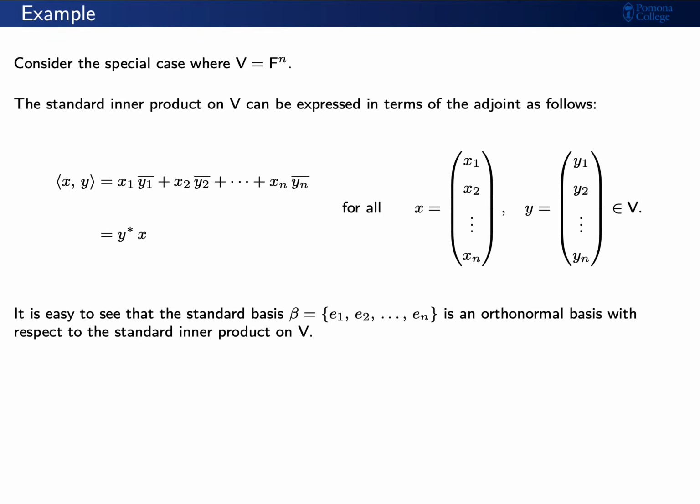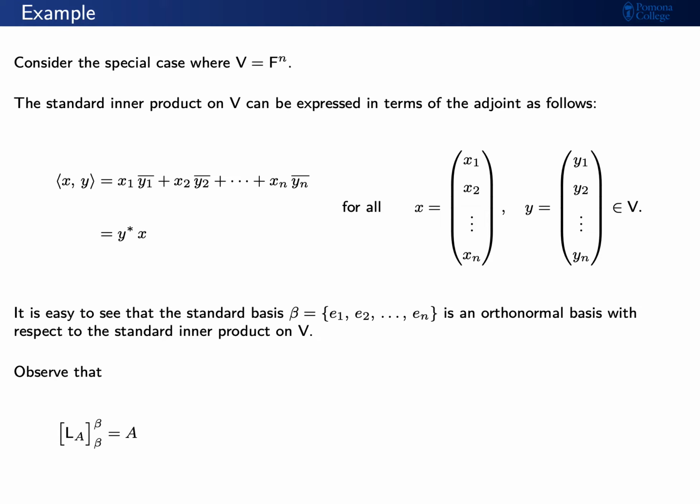It's easy to see that the standard basis, in terms of the standard basis vectors e1, e2 through e sub n, is an orthonormal basis with respect to this standard inner product. Let's make the following observation. With respect to the standard basis, we see that the matrix representation of left multiplication by A is just the same as the matrix A itself.